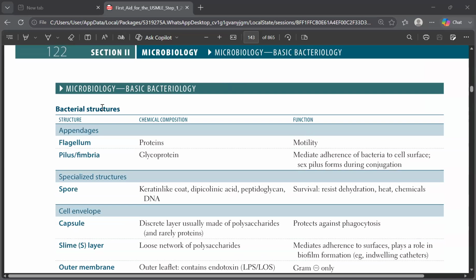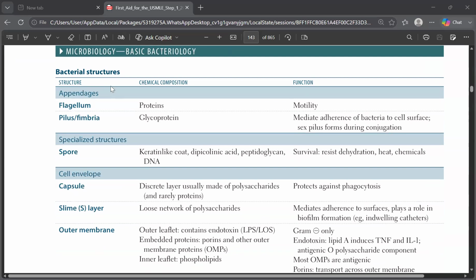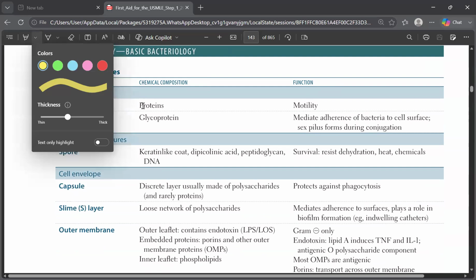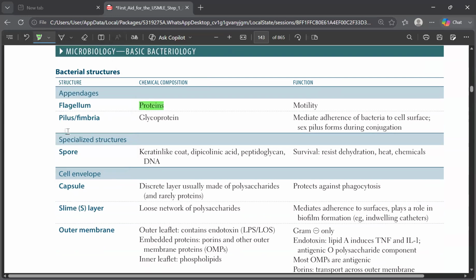So first of all, there are bacterial structures, and the first structure is the appendages, their chemical composition, and their function. The first structure is flagellum. Flagellum is composed of proteins, and its function is motility. The second structure is pilus or fimbria, and they are composed of glycoprotein, again a protein, but this time a glycoprotein, and they mediate adherence of bacteria to cell surface. And sex pilus forms during conjugation. We're going to discuss conjugation further, but they are mainly for the adherence.